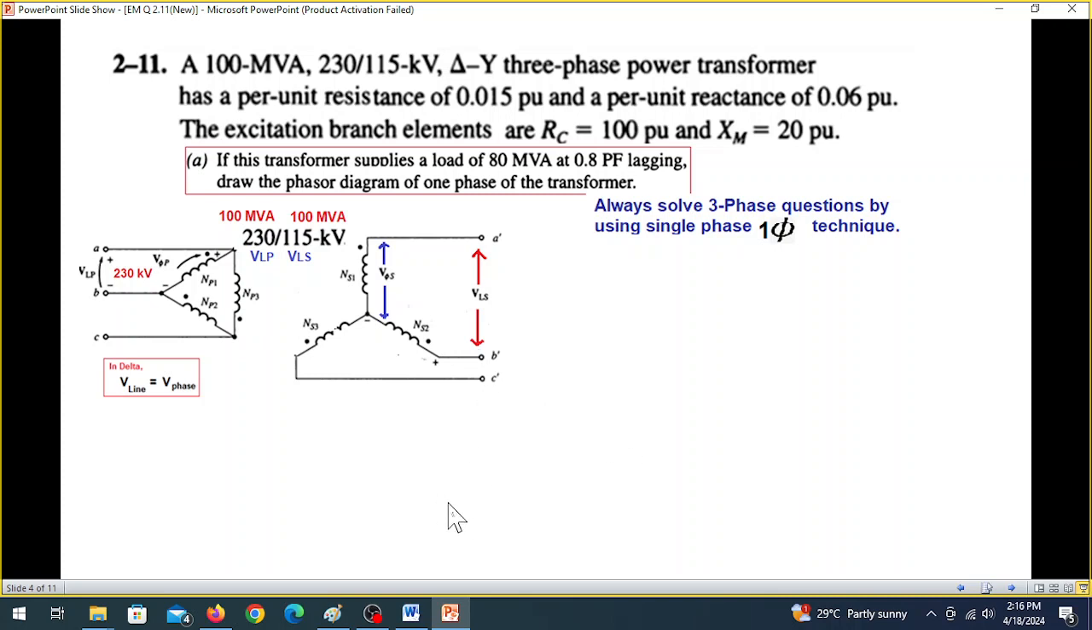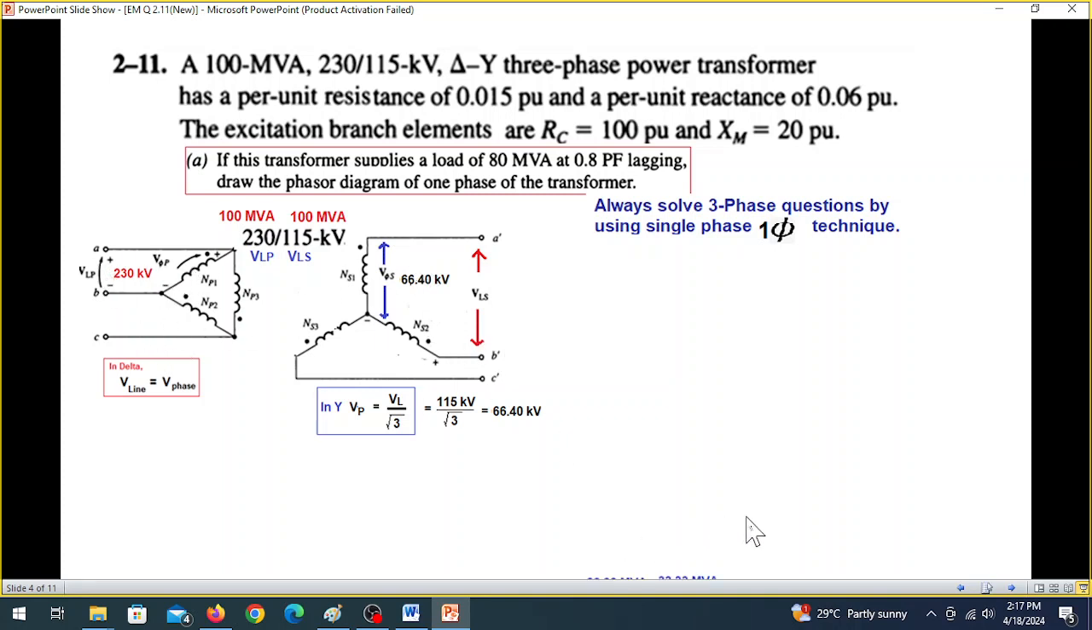Now in the Y connection, it is not the same. This is the line or line to line, and this is phase. The relationship is that V phase is obviously less than V line. It is V line divided by root 3. So in our case, it will be 115 kV divided by root 3, that means 66.40 kV. So this voltage here will be 66.4 kV. So these two phase voltages we have found.